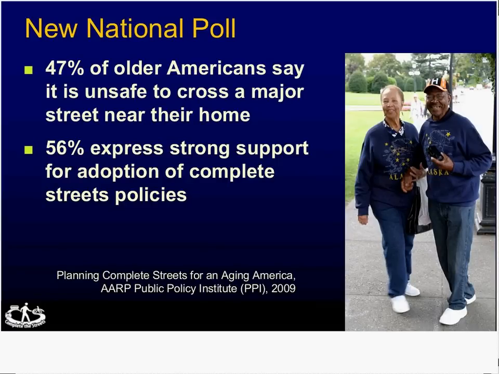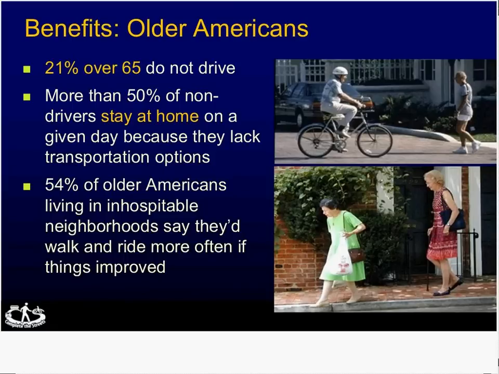Another national poll, done last year by AARP, found 47% of older Americans feel unsafe crossing a major street near their home. 56% wanted strong support of these types of complete streets policies. So it's no surprise that AARP is one of the strong organizations involved in advocating for complete streets.